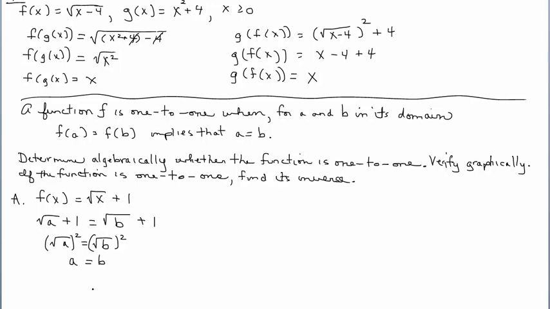It's kind of a weird process, but it's not altogether difficult. Replace every x with a, every x with b, set the two equations equal, mathematically solve it, and see if you result in getting a equals b. And we did. Alright, we don't need to verify graphically. We've already done that. It says if the function is 1 to 1, which it is, find its inverse.